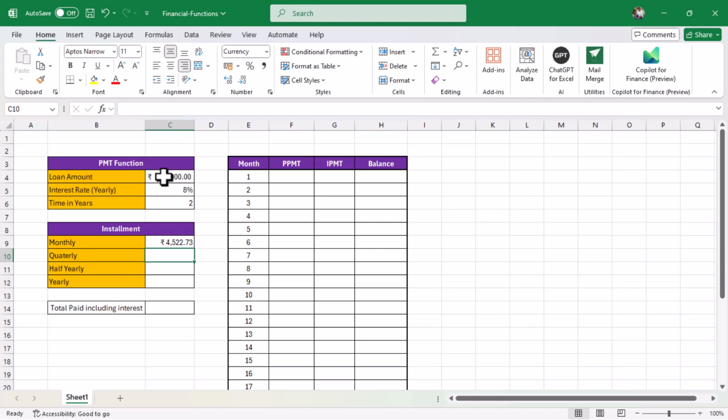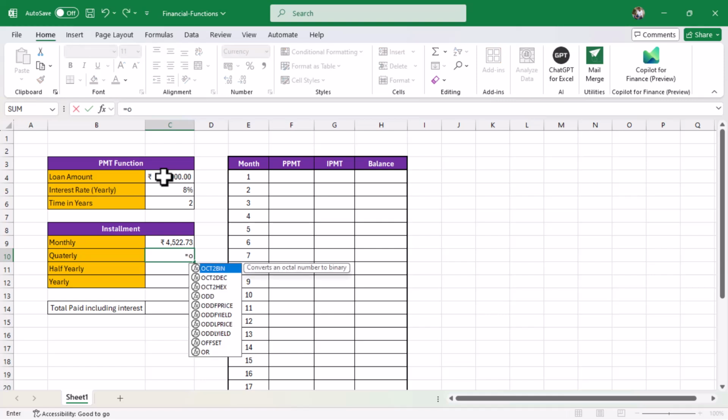In the same way, I want to find out the quarterly installment amount. Quarterly means you'll be paying after every 3 months. Means in a year, you will pay 4 times. So we'll say equal to PMT and then we'll give open bracket. Now it is asking me the interest rate. Now this is the interest rate for the whole year. So I want to find out for the quarter. So I will divide it by 4, comma.